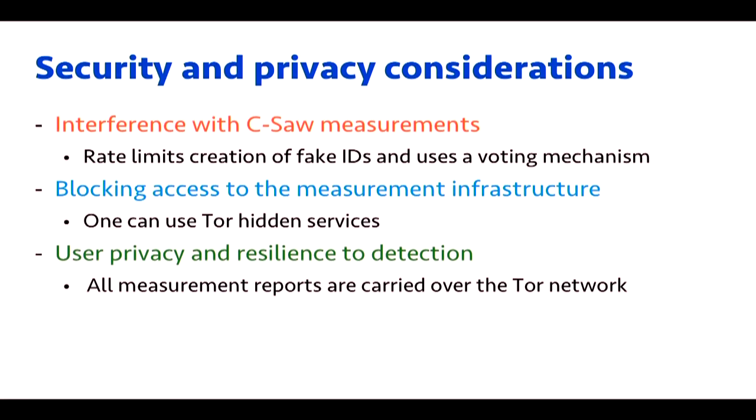With any censorship measurement platform, you have to address important security and privacy considerations. So one challenge with any crowdsourced platform, including CISO, is interference with measurements. In CISO, we mitigate the impact of interference with measurements by rate limiting the creation of fake IDs and using a voting mechanism. The censors could also block access to the measurement infrastructure, and for that purpose, Tor hidden services could also be leveraged. To achieve resilience to detection, all measurement reports are currently carried over the Tor network.